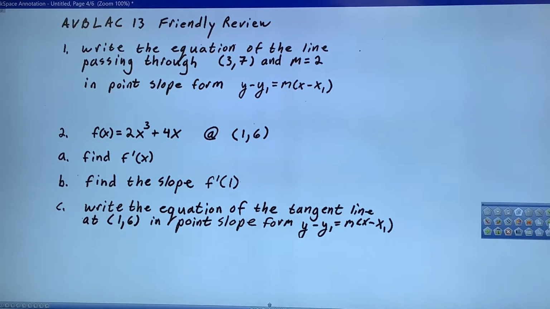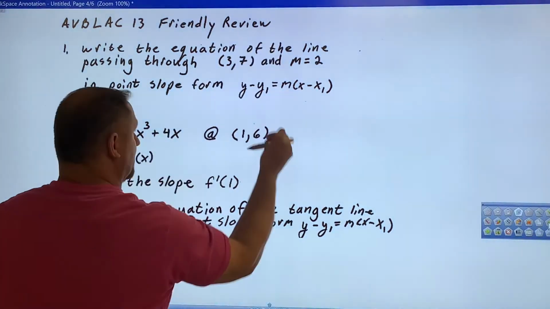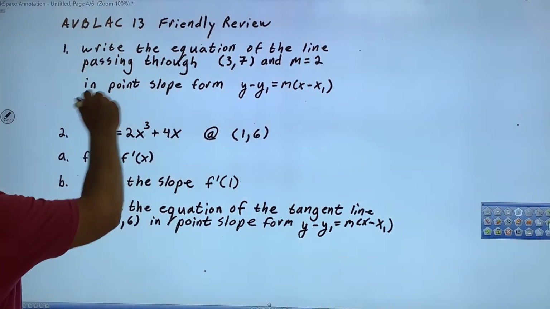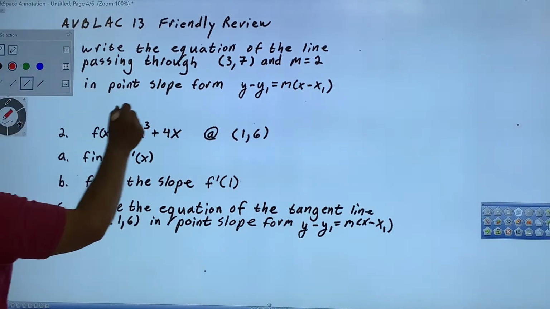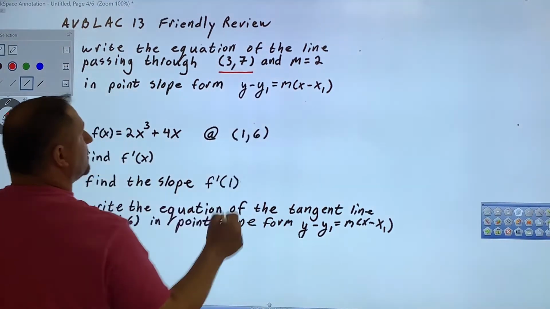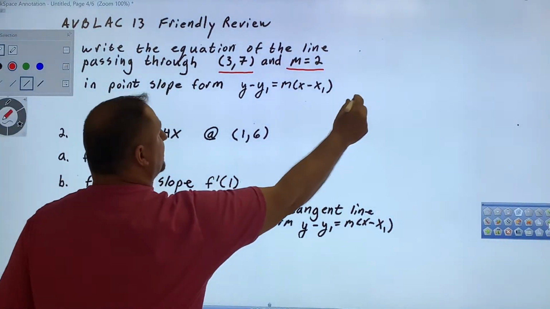Everyone, this is a very brief look at calculus, number 13. This is the friendly review. The first thing is to write the equation of a line through the coordinate (3, 7) with a slope of 2 in the point slope form. And I give you the point slope form here.